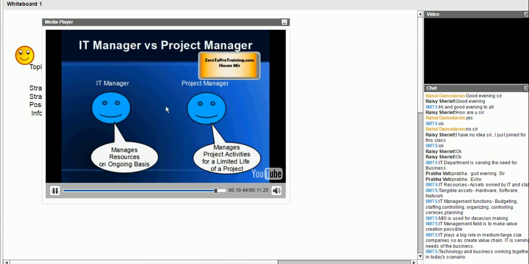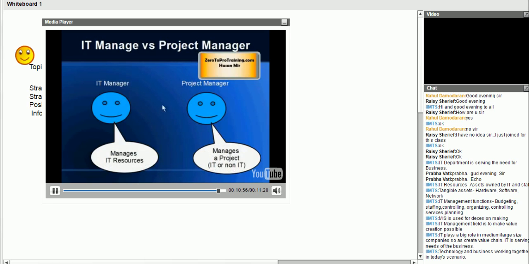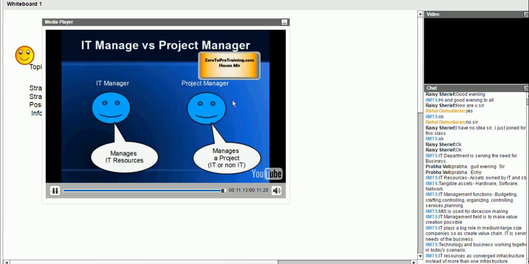So the project manager is first of all not managing some kind of IT resources. A project manager is managing project activities for the life of the project. And also keep in mind that an IT manager is managing IT resources, while a project manager could belong to any department, unless we are using the term IT project manager. A project manager could also belong to an engineering department, for example, or any other department, because this person is simply managing a project. It could be an IT or non-IT project.